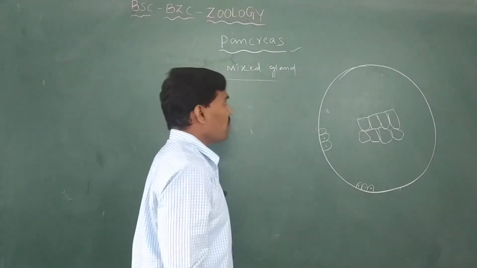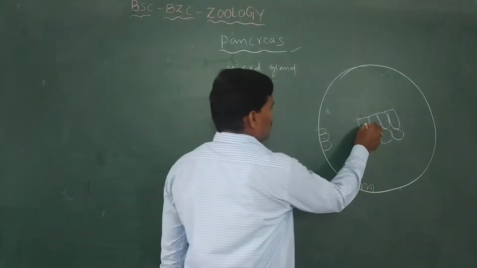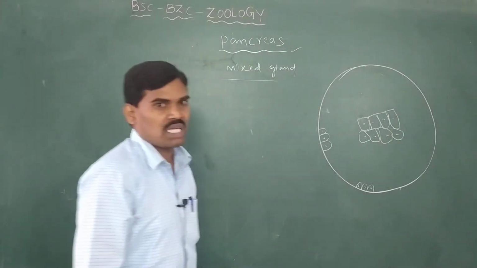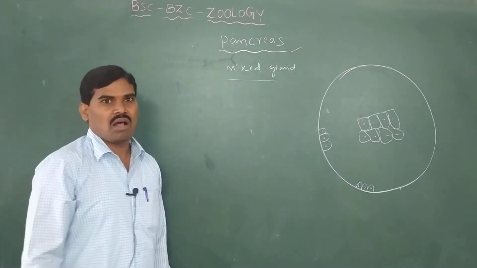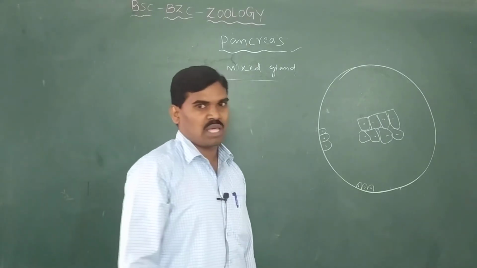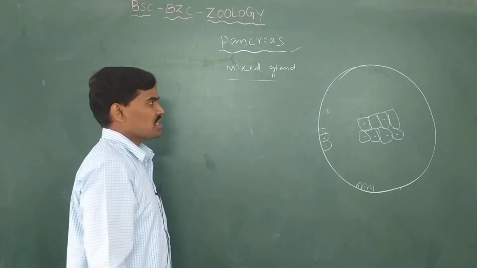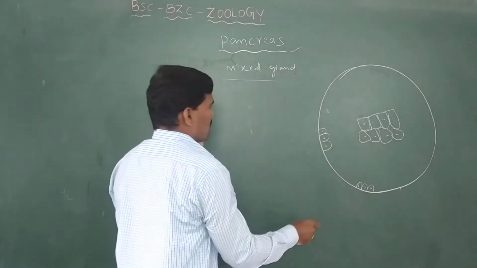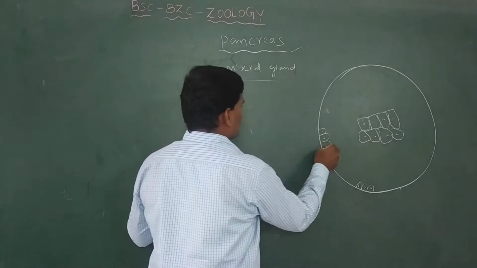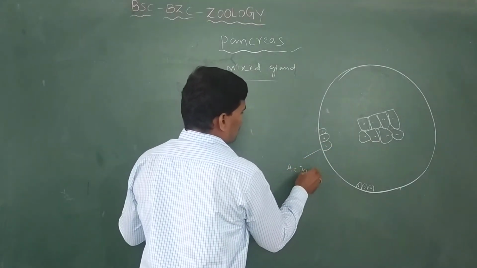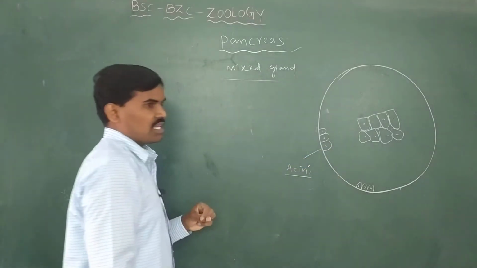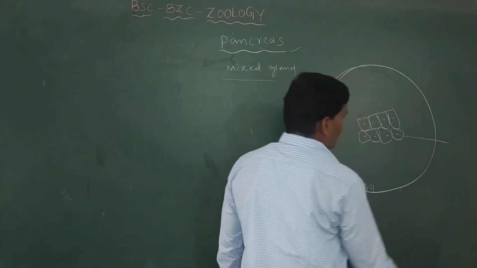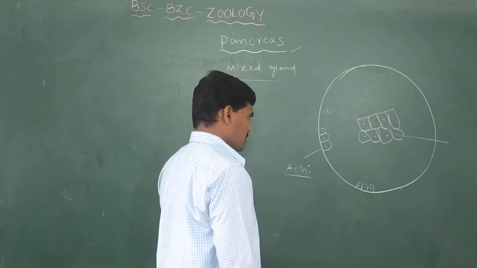In the structure of the pancreas, the islets of Langerhans have three types of cells: alpha cells, beta cells and F cells. The acini cells secrete enzymes, and the islets of Langerhans cells secrete hormones.